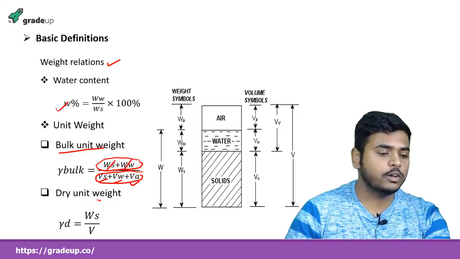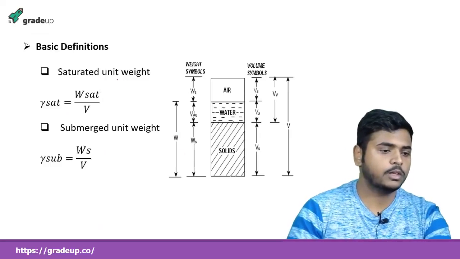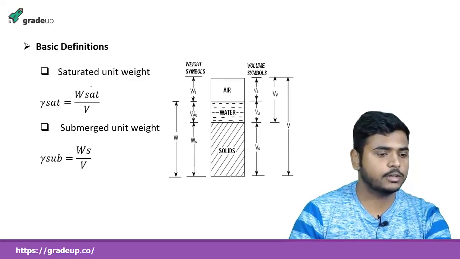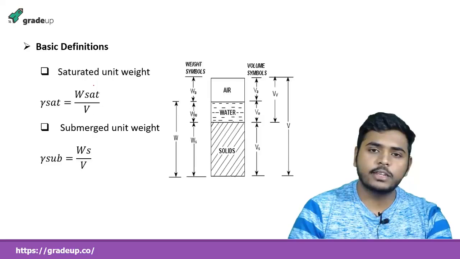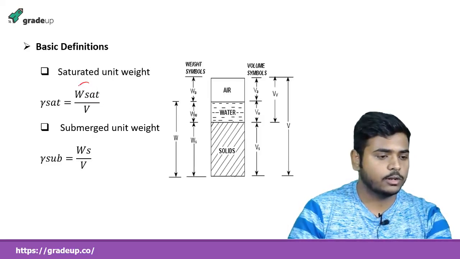The next is the dry unit weight. It is denoted by weight of dry soil to the total volume. The third is the saturated unit weight. This is denoted by the ratio of weight of saturated soil to the total volume of soil.